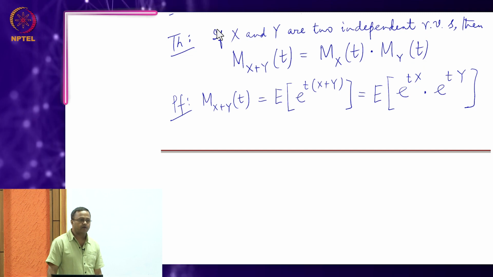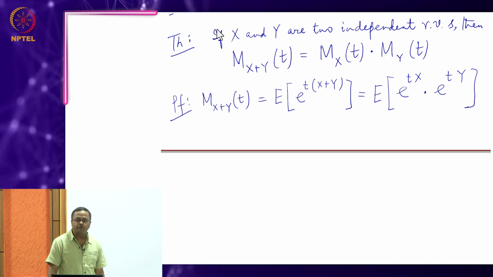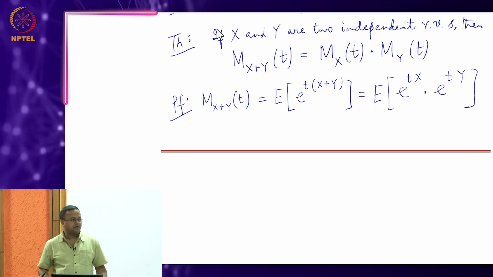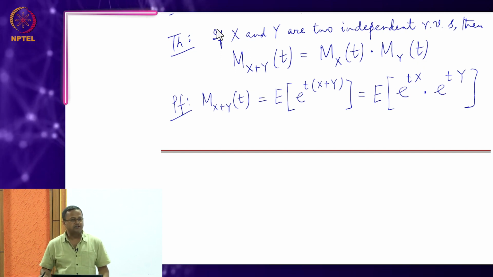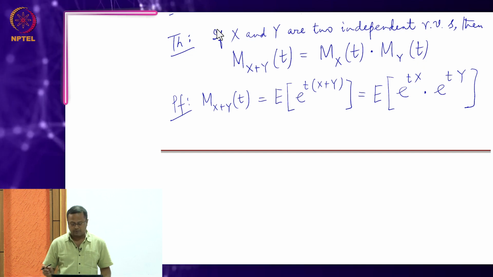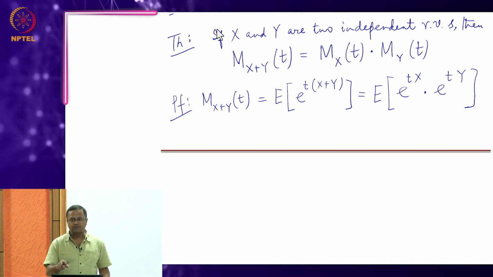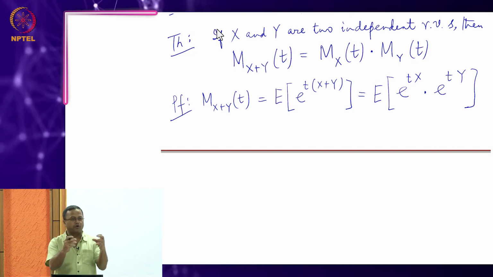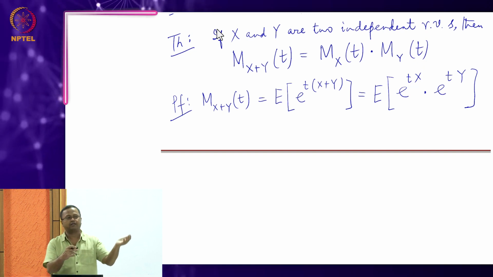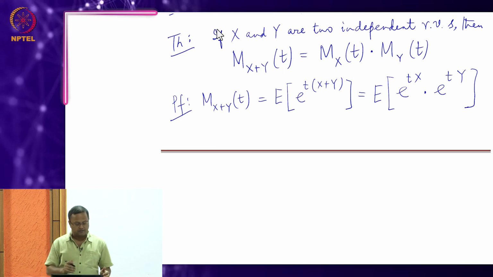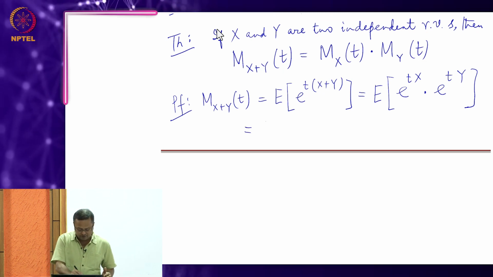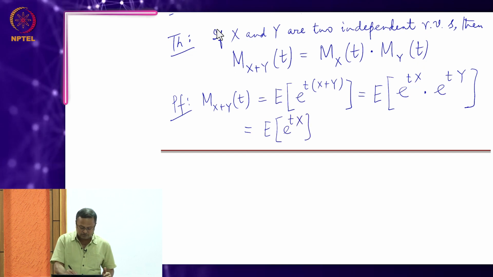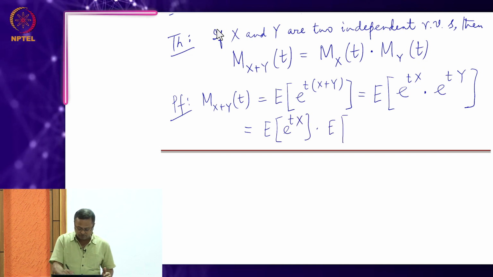Now, in the morning what have we learned? That if two random variables are independent, then f(x) and g(y) are also independent. So, e to the power of tx and e to the power of ty are also independent. And if I take the product of two independent random variables and take their expectation, I can distribute the product. Fine. So, I can write this as e to the power of tx times e to the power of ty.